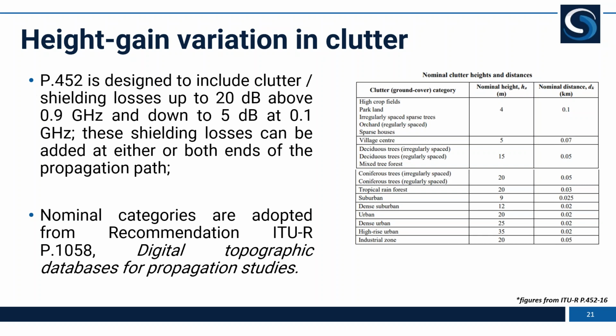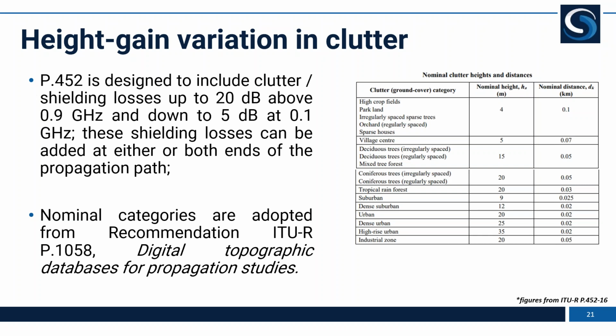So recommendations and standards can be used, and P452 uses nominal clutter categories as defined by the ITU, in this case P1058, and on the right-hand side we can see these nominal clutter classes and also their heights and distances. So when the surface of the Earth is classified, every point on the Earth is assigned one of these clutter classes. And by being assigned one of these classes or categories, a clutter height is assigned to that point on the Earth's surface as well.